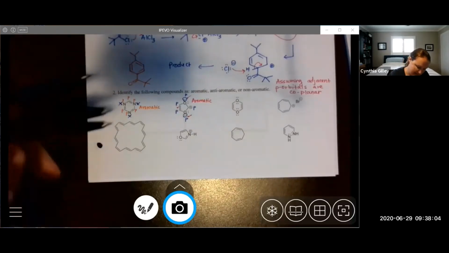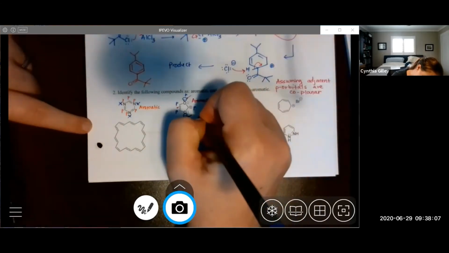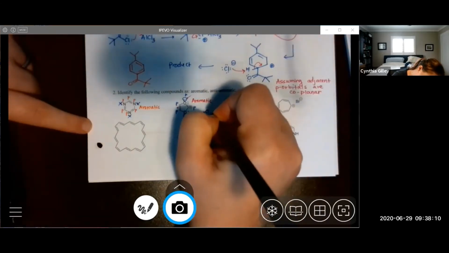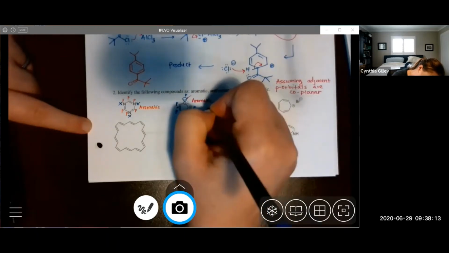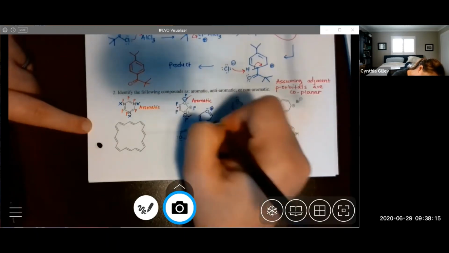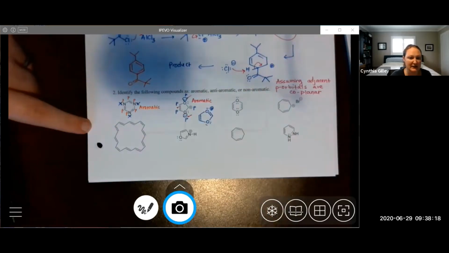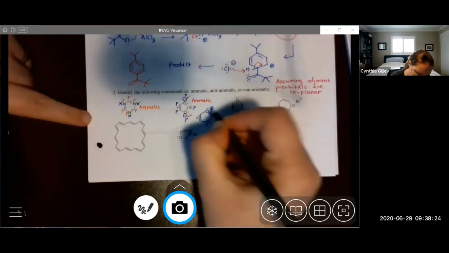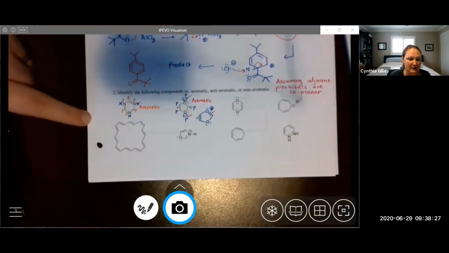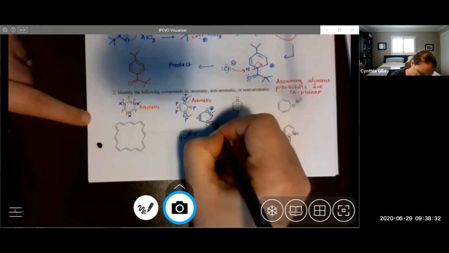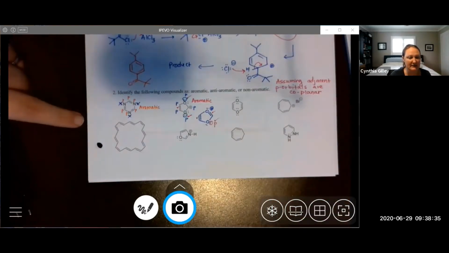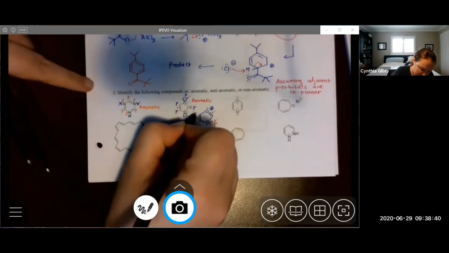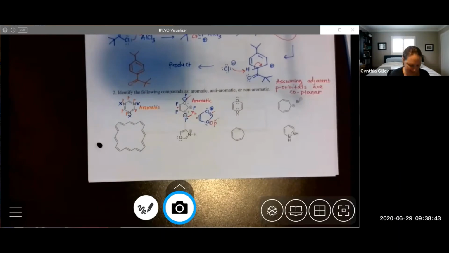There's actually a resonance contributor you could draw for this one. It might look something like this. Which might be a little bit easier for you to see that it's aromatic, because you would have the 2 electrons in each pi bond, 4 electrons, and then one of the lone pairs in the p orbital. Count. Making 6 pi electrons. Okay, so these are. All right, let's look at the next one.